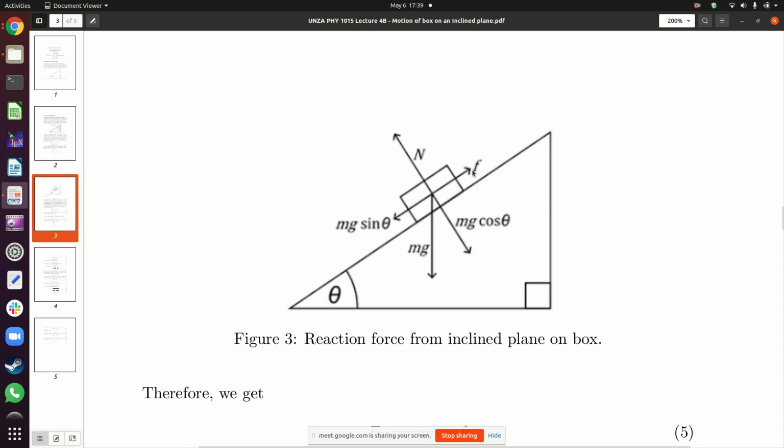Depending on whether the box moves: if the box stays motionless, then the friction in this case is the static friction force. If the box moves with increasing velocity, then the friction is what is referred to as the kinetic friction force. So with this setup, it is possible for us to now work out the resultant forces. Okay? Because to work out resultant forces, we need to identify which forces are acting along the y direction and which forces are acting along the x direction.